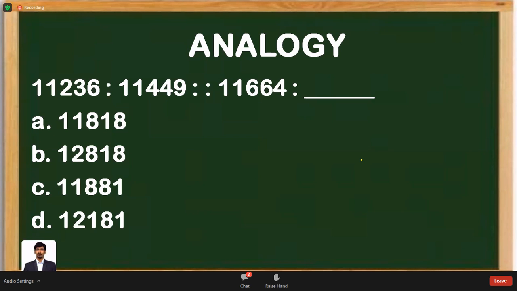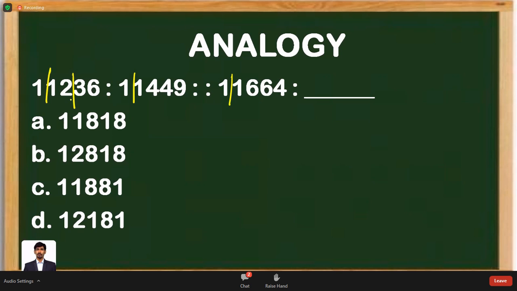So let me understand what is the logic which is available in the question. This is 11236, and the next one is 11449. Please try to understand the logic. The first number starts with 1, and the second one also starts with 1. The third one is also started with 1.